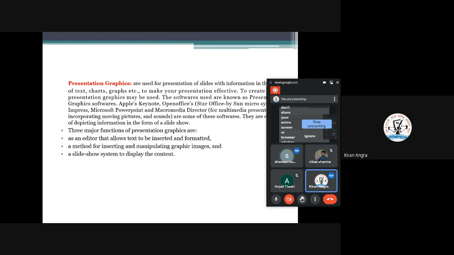What I want to say is that the major functions of presentation graphics are the editor, which allows text to be inserted and formatted; a method of inserting and manipulating graphic images; and slideshow systems to display the content. So these are the presentation graphics. Among the various applications in the area of computer graphics, one of them is presentation graphics.